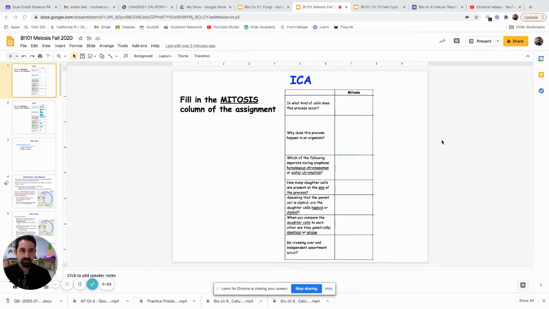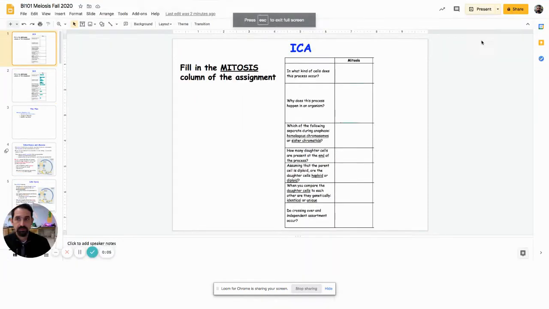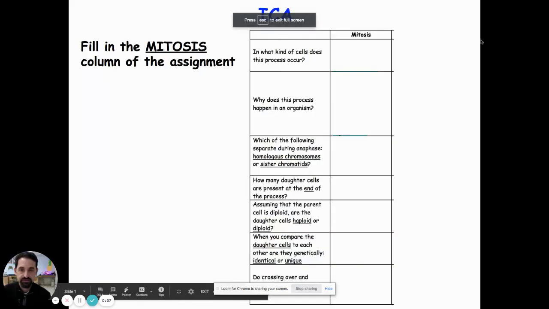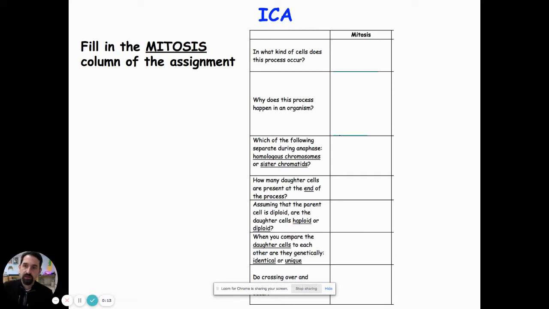Okay, good morning. We are going to go ahead and get started on the meiosis lecture. We had already talked about mitosis in our last chapter. We're going to be looking at meiosis, which is different. Let's just review real quickly some facts about mitosis.